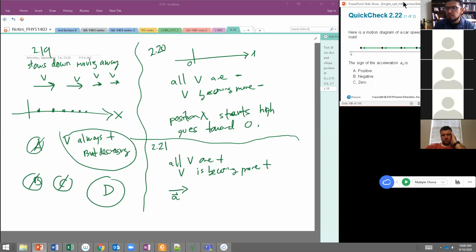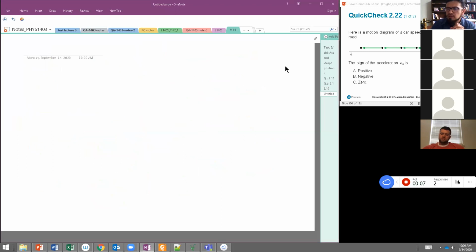All right, so here's another one. It says here, here's a motion diagram of a car speeding up on a straight road. What is the sign of the acceleration? So once again, you want to make sure you look at all the reference points. So because we are dealing with a problem where x equals 0 is on the left, positive x is to the right. So we're starting on the positive x-axis, and we're moving towards 0 with ever increasing velocity vectors.